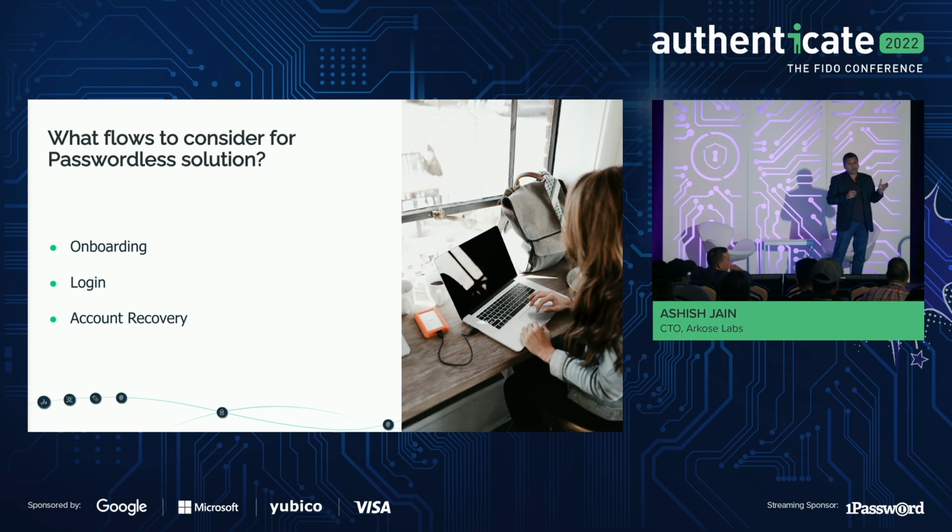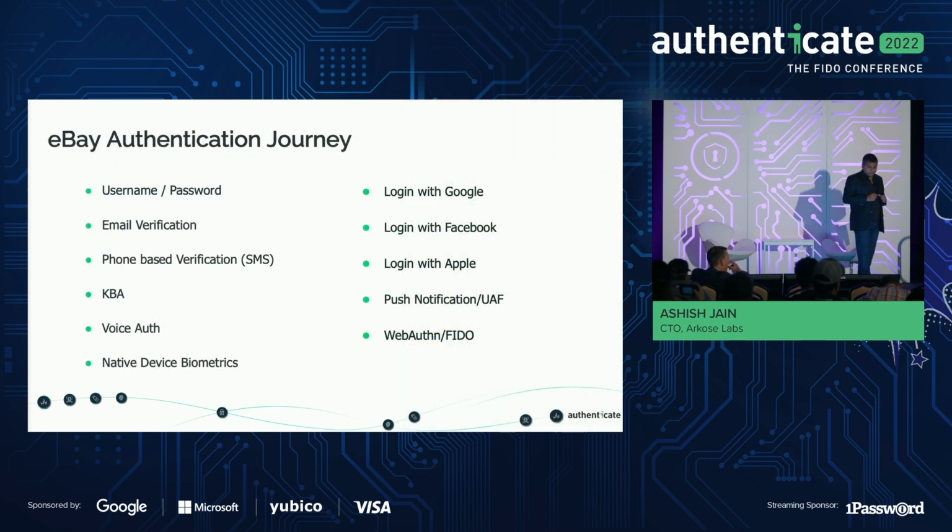The other thing to keep in mind is that when you roll out an authentication method, at a minimum, you have to think about 3 flows: the registration or onboarding flow, the login flow, and the account recovery flow, because it has touch points into all 3 of them. During my time at eBay, we either touched, revamped, or completely built from scratch all of those authentication methods.